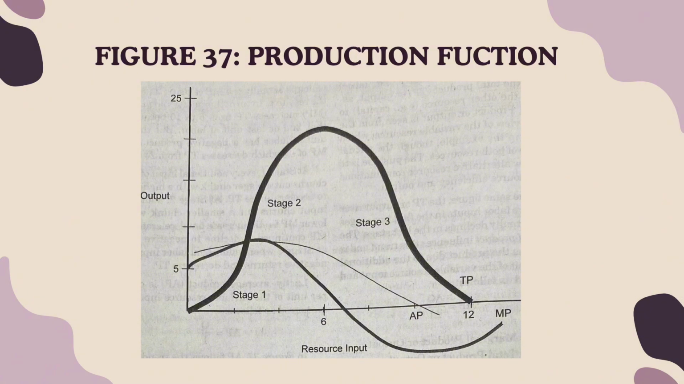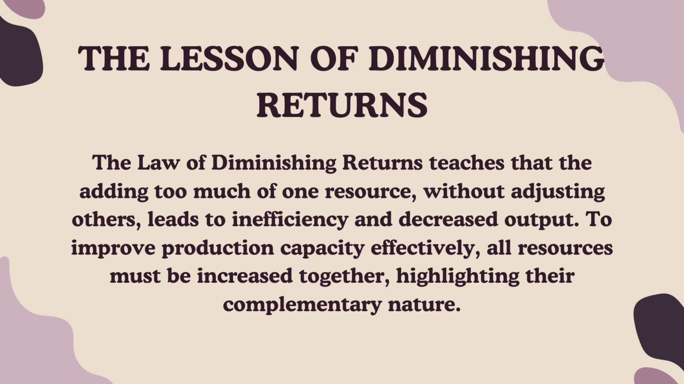So this graph is the same as Table 12: if the marginal product increases, the average product also increases. If the marginal product decreases but the average product is still positive. So this graph is a visual representation of the production function, a fundamental concept in economics that describes the relationship between inputs and output. Next is the lesson of diminishing returns.